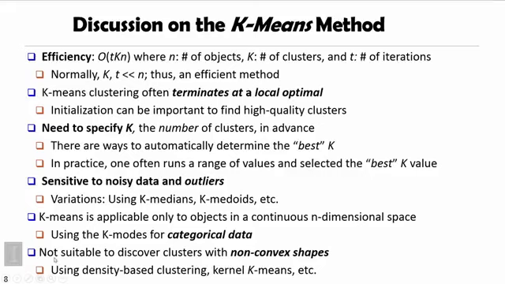Another important thing we should know is that because we use the sum of squared distances, it is not good at finding clusters with non-convex shapes or non-circular shapes. What you find is something closer to a ball. So we can use density-based clustering or the kernel k-means algorithm if we have non-convex shapes. We are going to introduce these algorithms later.